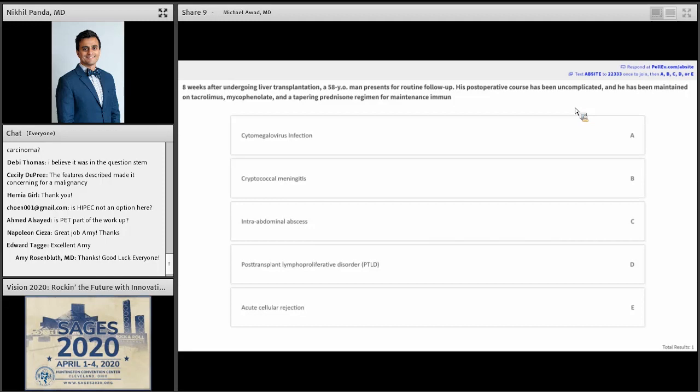In the clinic, he complains of fatigue, a low-grade fever, and myalgias, which have been present for the past week. On his lab evaluation, he has leukopenia and a mild elevation in transaminases. What is the most likely diagnosis? So A is a cytomegalovirus infection. B is cryptococcal meningitis. C is intra-abdominal abscess. D is post-transplant lymphoproliferative disorder, or PTLD. And E is acute cellular rejection.